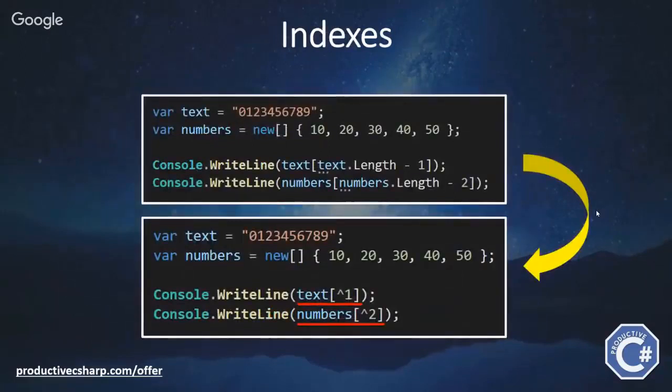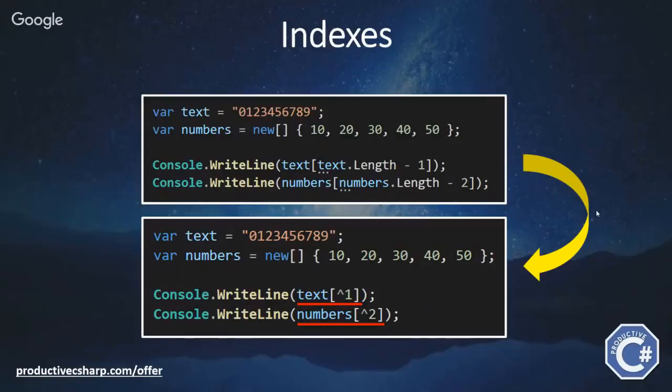Okay, then new features are indexes. When you want to access an element of a collection from the end of the collection, at the moment there is not an easy way to do that in C#. You need to, for example, calculate the index yourself using the length of your array. For example, in this case, text.Length - 1 is the last element of text, and then you can get it. So there's not an easy way to do that.